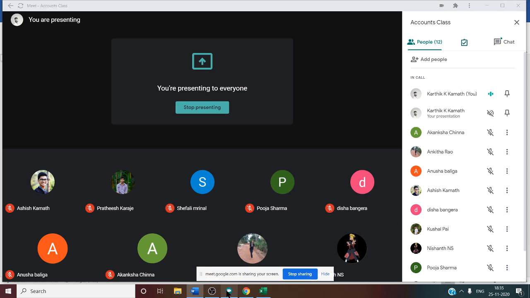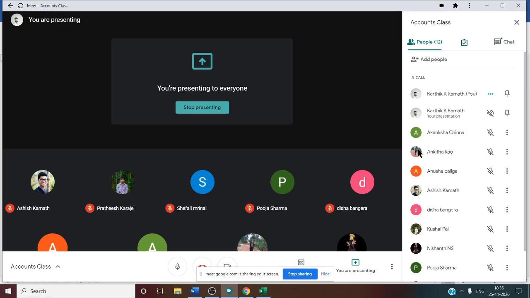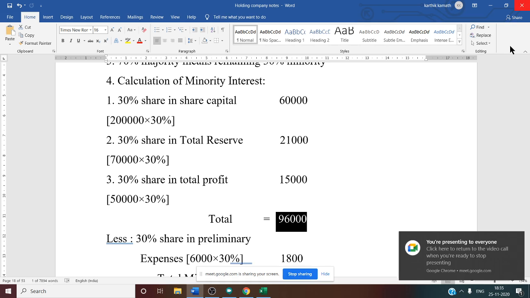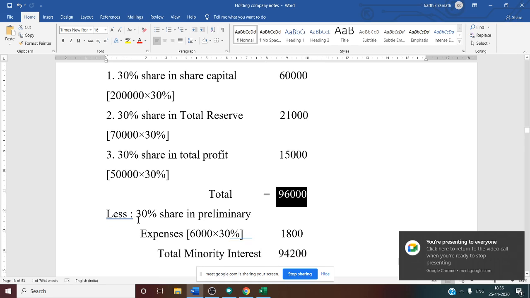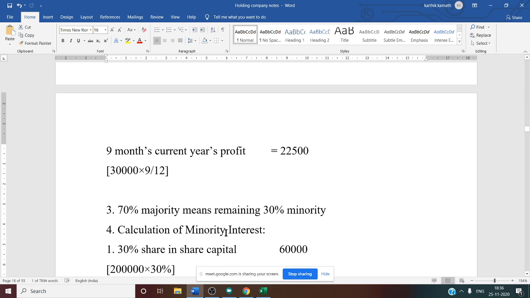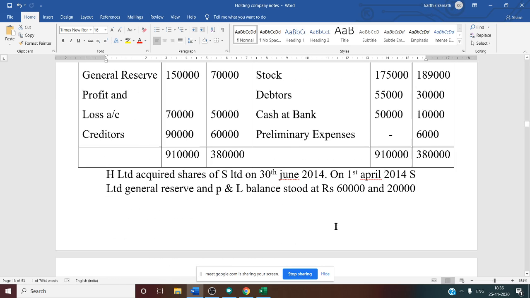But there is a preliminary expense calculation. So you know preliminary expense is a loss, a loss to the company. So that is why you have to deduct this one, 30% share in preliminary expenses. Total preliminary expense given on the asset side is 6,000.